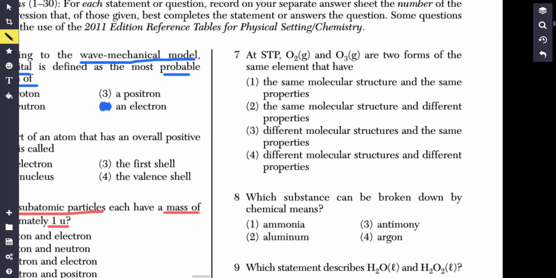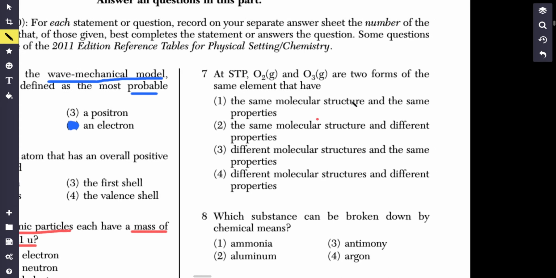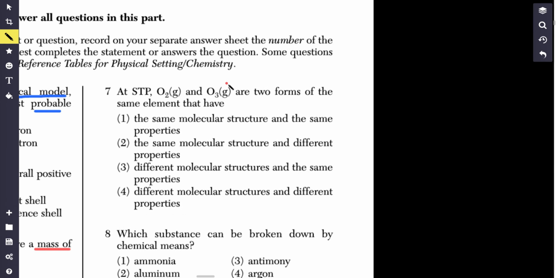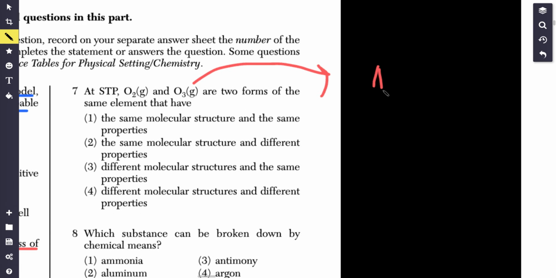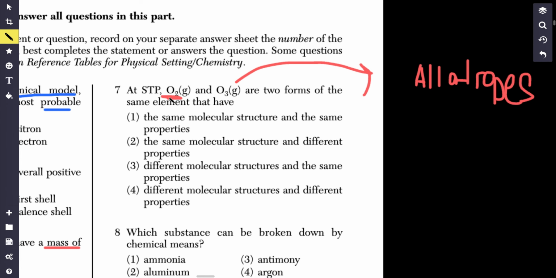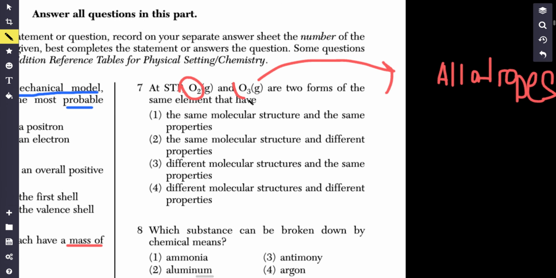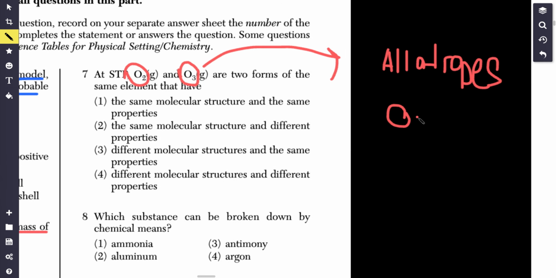STP, O2 and O3 are 2 forms of the same element that have what? We need to know about these 2 things. They're allotropes of each other. They are allotropes, meaning that both of them are made out of the same element. They're both made out of oxygen. However, they have different structures. So O2 looks something like this, and they have 2 lone pairs.